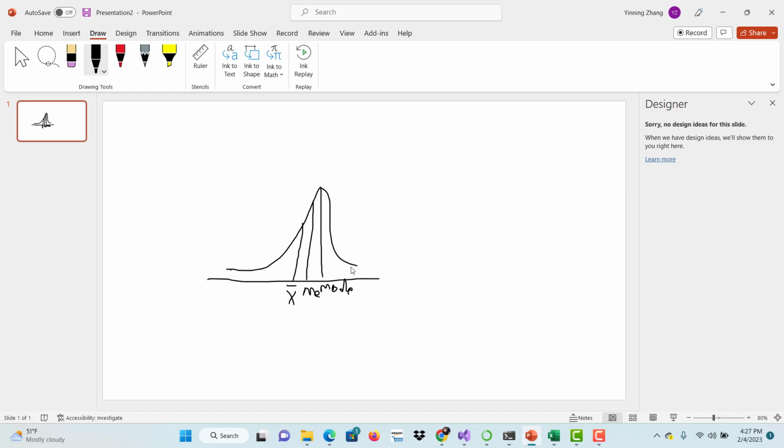So what does this picture mean? Let's look into this picture. Maybe this is 66 again, okay? If it's 66 again, what does it mean? This means that most of the students' scores are above 66. This is the largest, the majority of the scores, right?